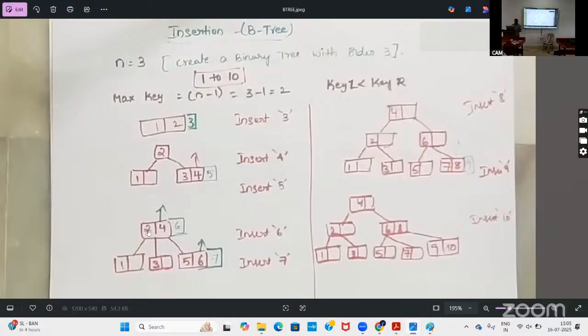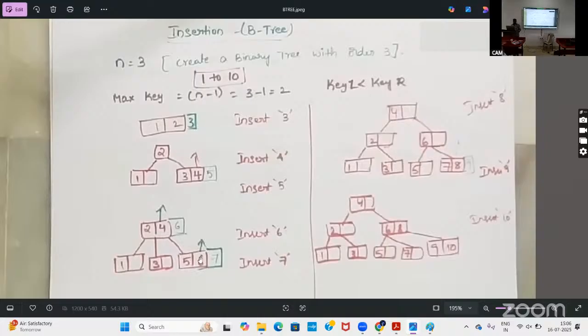So after inserting 1, 2, 3, 4, 5, I would like to insert 6. The 6 is obviously greater than 4. So on the right side of 4, the space is available for 6, so directly we have inserted. Next, when I try to insert 7, the 7 is obviously greater than 4. There is no space at the right side.